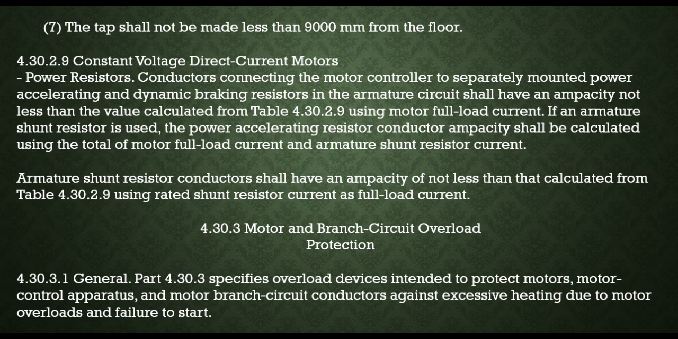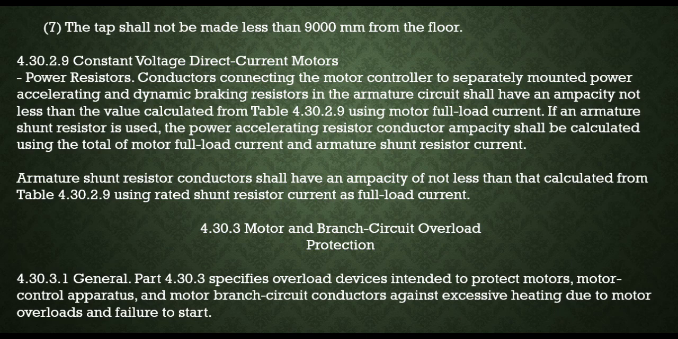For constant voltage direct current motors, conductors connecting the controller to power resistors in the armature circuit should have an ampacity calculated from table 4.30.2.9 using the motor's full load current. Armature shunt resistor conductors also need an ampacity calculated from table 4.30.2.9 using the rated shunt resistor current.